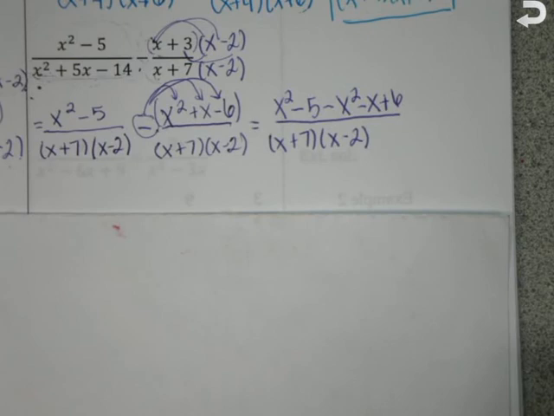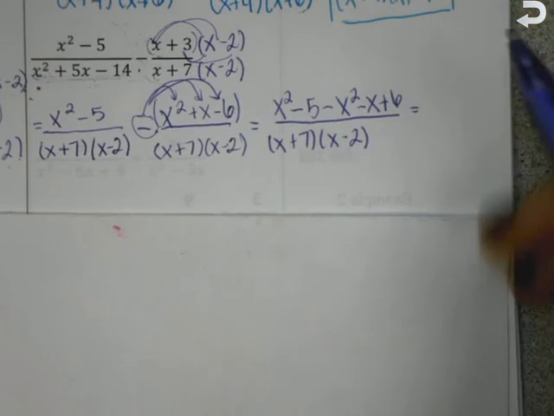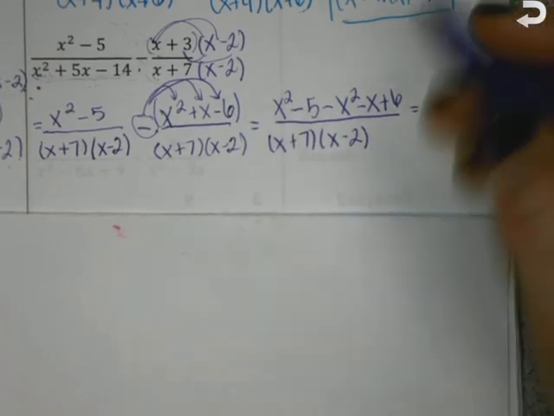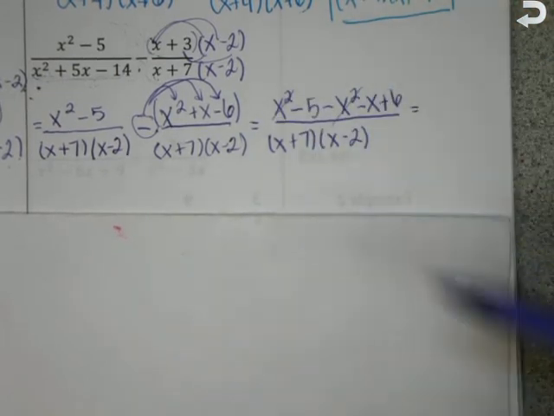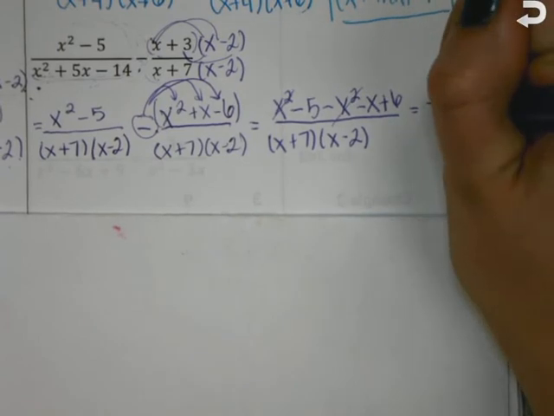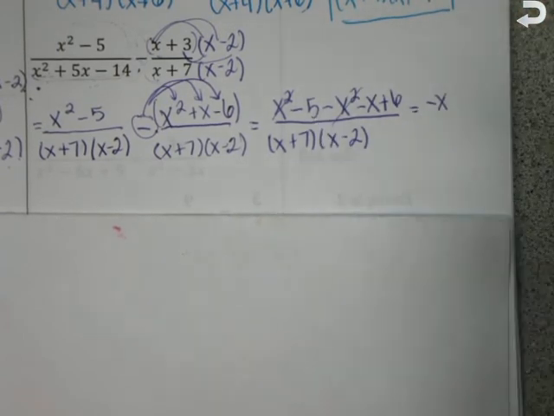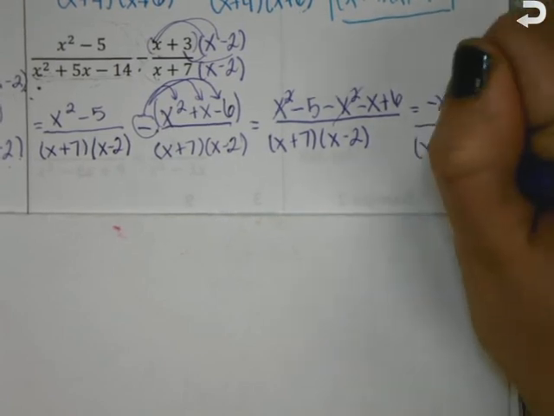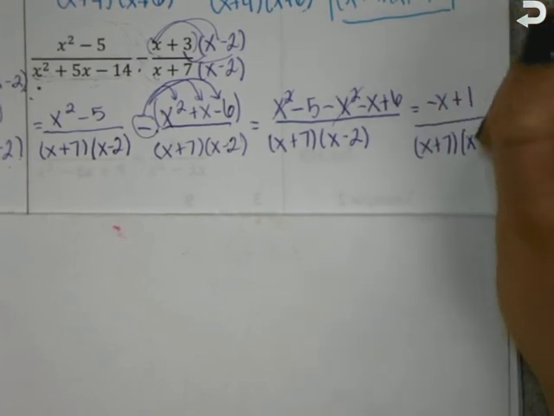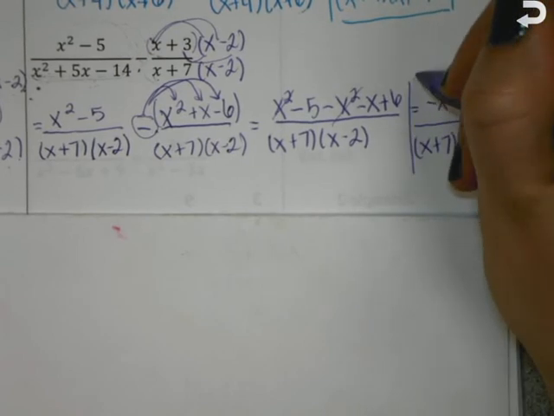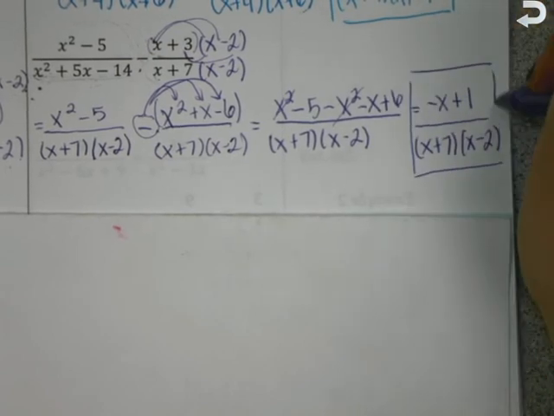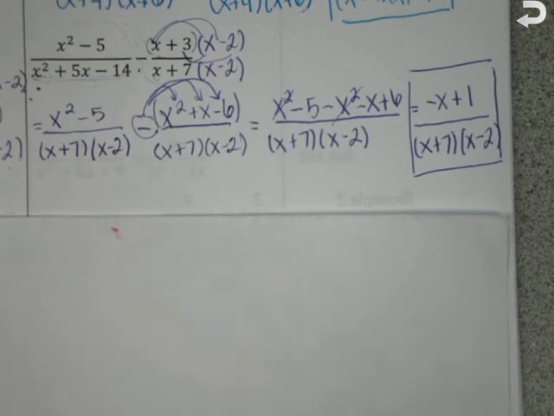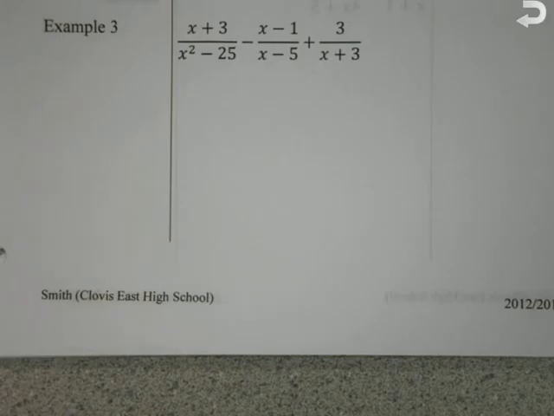Last thing, we need to combine like terms. So I have x squared minus x squared, which both cancel and give me 0. So that gives me negative x, and negative 5 plus 6 gives me plus 1. All over x plus 7 times x minus 2.